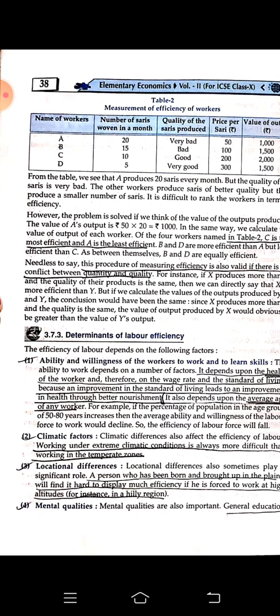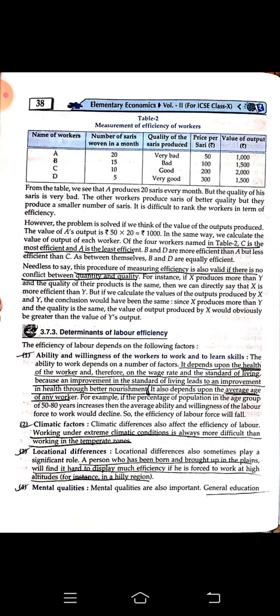So now the value of the output, you can see 2000 in the value column, is the best price we are getting. So that is worker C. Like this we are calculating here in this chart, we can understand not worker A, not worker D, worker C is the most efficient worker in this table given.